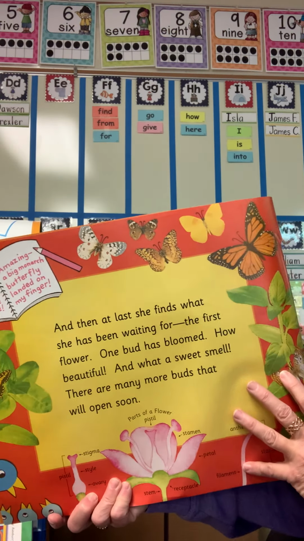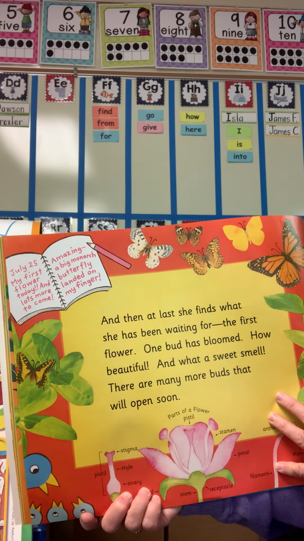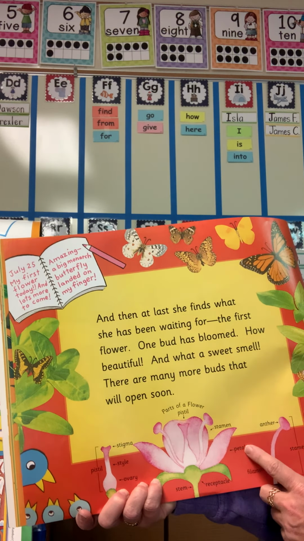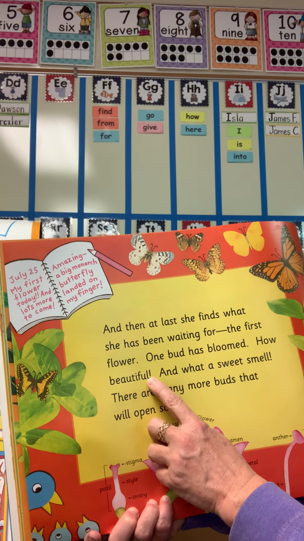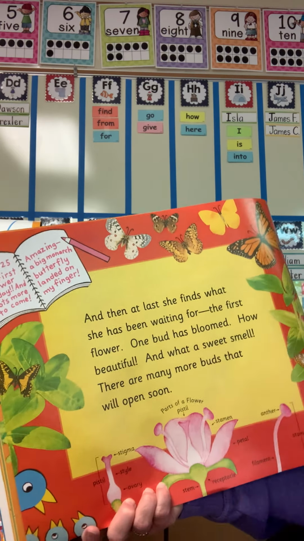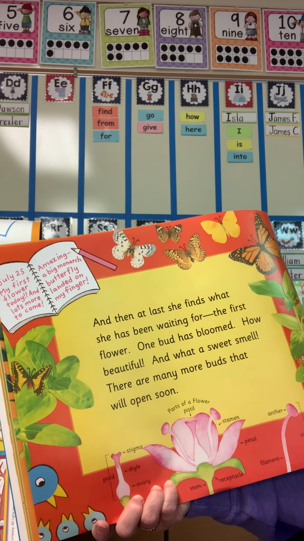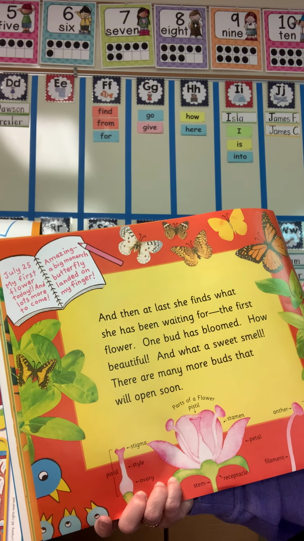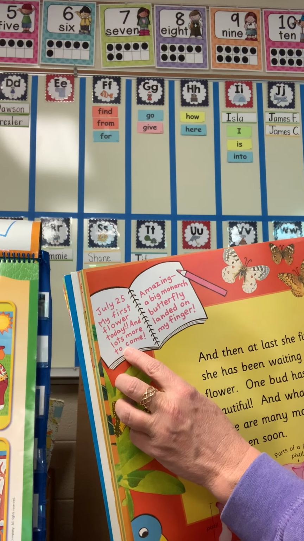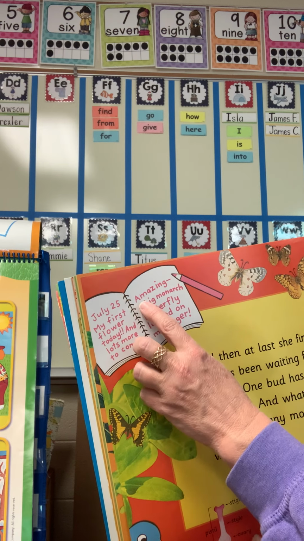And then at last, she finds what she has been waiting for, the first flower. One bud has bloomed. How beautiful. There's an exclamation mark. Do you see it? Exclamation point. And what a sweet smell. There are many more buds that will open soon. And it says July 25th. My first flower today, and lots more to come.